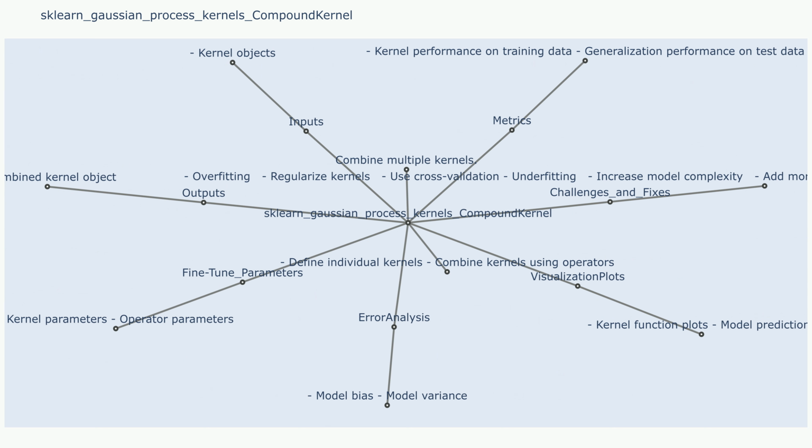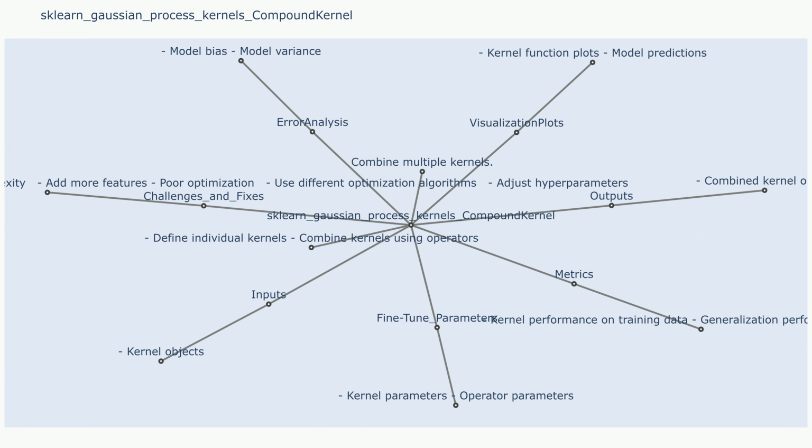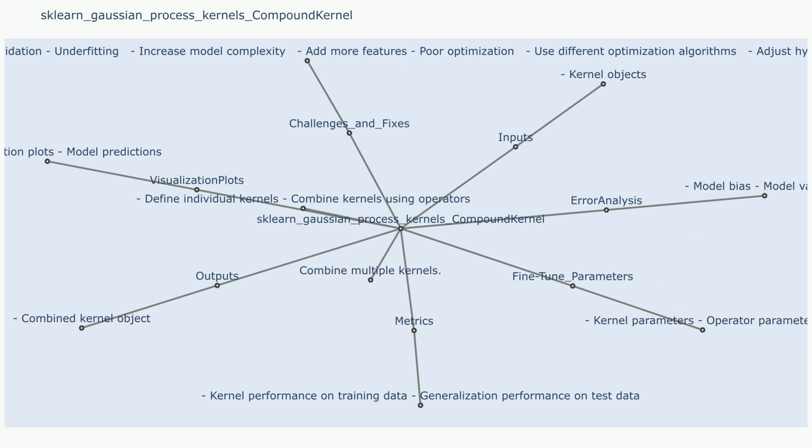Challenge 3: computational complexity. Combining multiple kernels can lead to a more complex model with higher computational costs, especially for large datasets. Sample use case that resulted in Challenge 3: a compound kernel with several kernel components was used to model a large dataset with millions of data points. The model training process was extremely slow due to the high computational complexity.